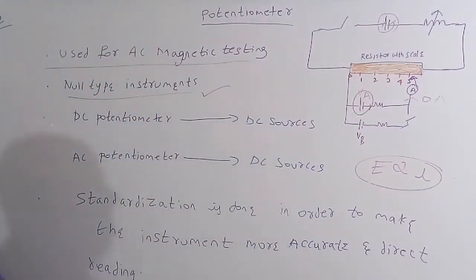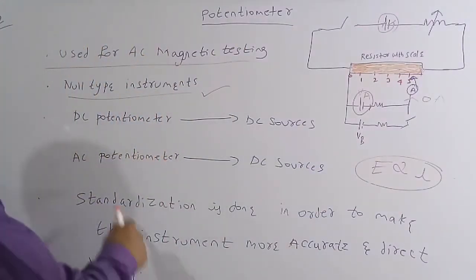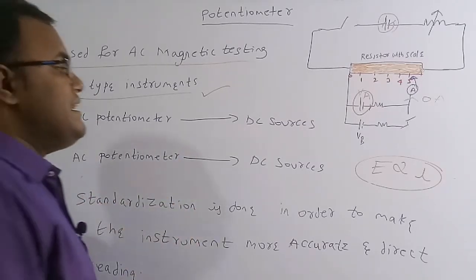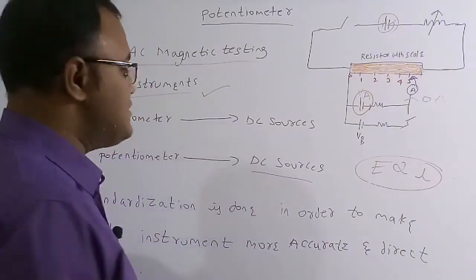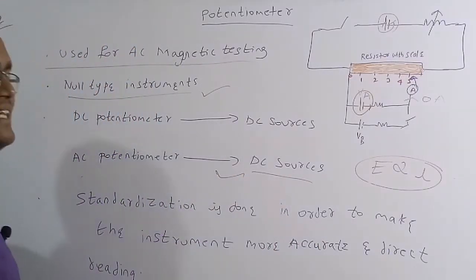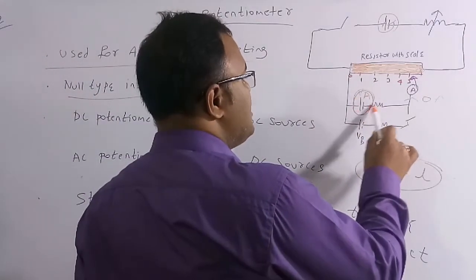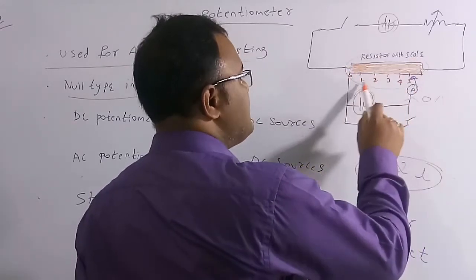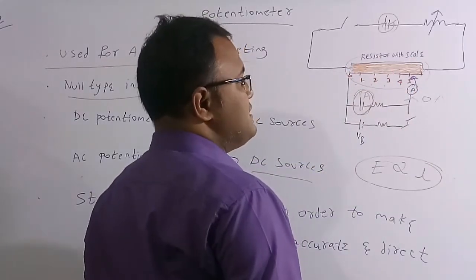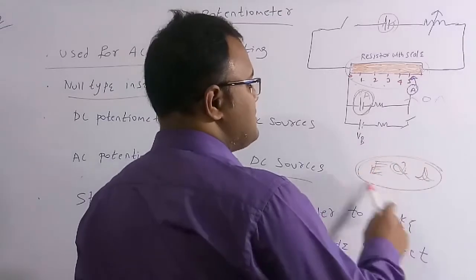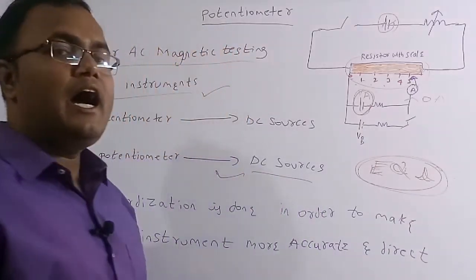So the DC potentiometer uses DC sources for the standardization, and the AC potentiometer is also going to use the DC sources for the standardization. It's a very important thing to note here. Standardization is done in order to make the instrument more accurate and direct reading. Basically, we use a small DC source in order to standardize this resistor, meaning each and every scale division has a uniform voltage division. So the EMF across the scale is directly proportional to the length of the scale, and by this we figure out the unknown voltage also.